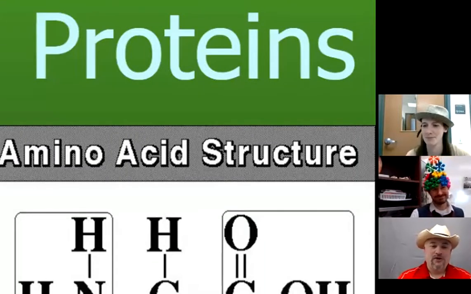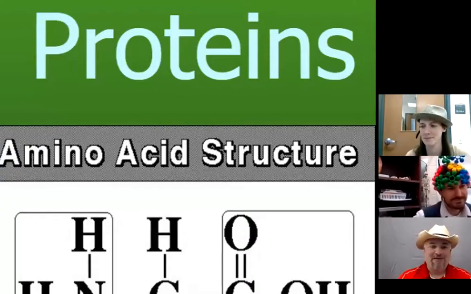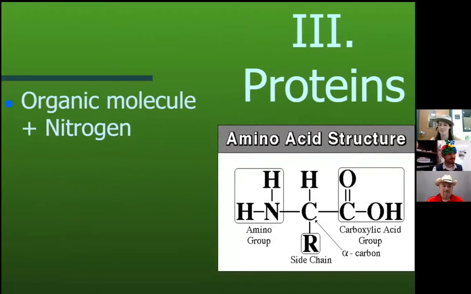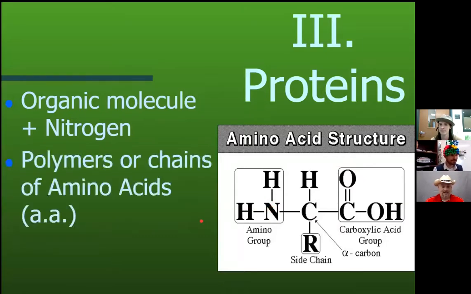Today we are doing proteins, the mini mechanical machines of our body. They're basically organic molecules. They've got carbon, oxygen, and hydrogen, like the carbohydrates and lipids we've already talked about. And we add in one new element, nitrogen. They are polymers, or chains of amino acids.